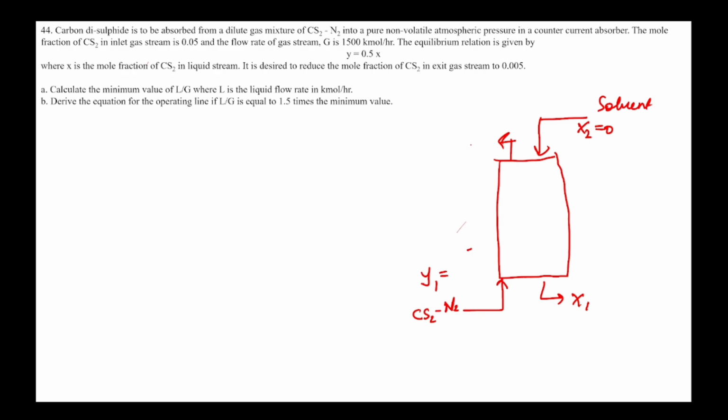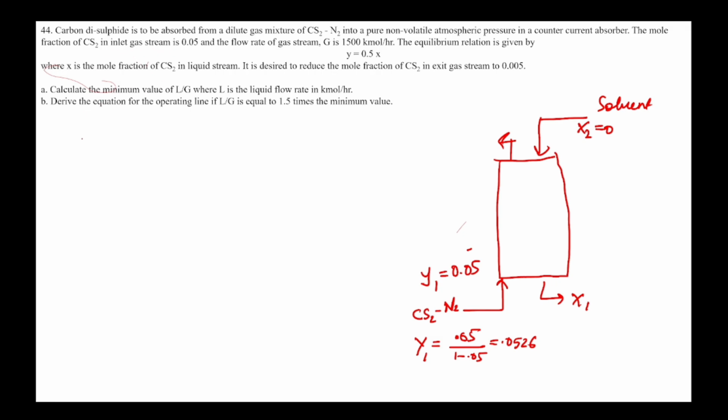In a counter current absorber, the mole fraction of CS2 in the inlet gas stream, small y1, is 0.05. So capital Y1 will be 0.05 divided by (1 minus 0.05), that is 0.0526. If you have a problem in this, then I'll make it clear to you.